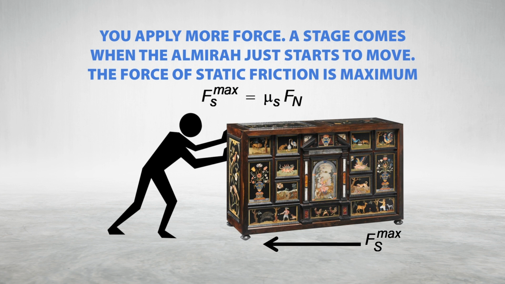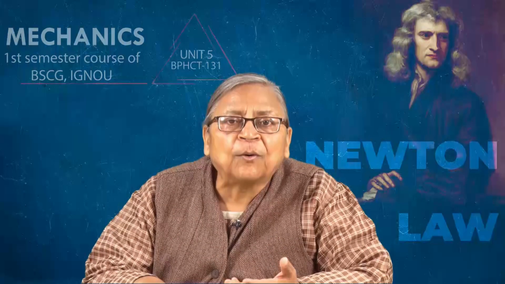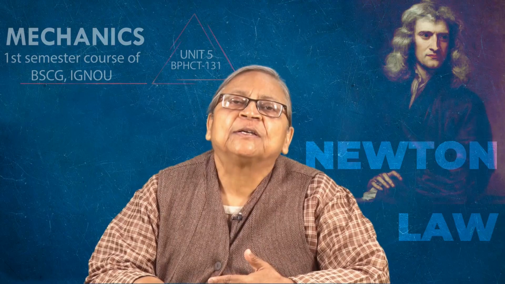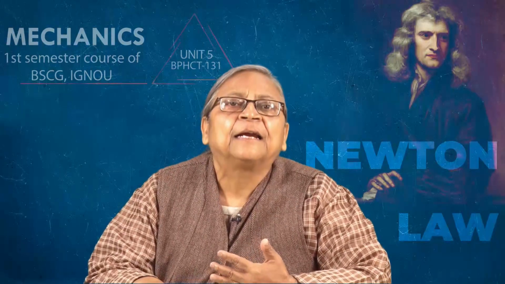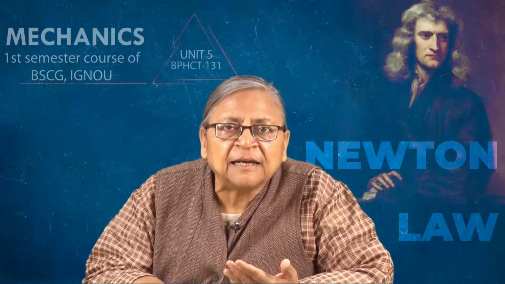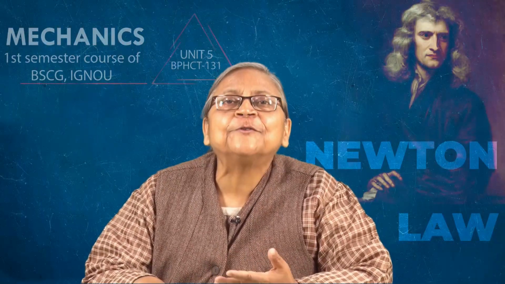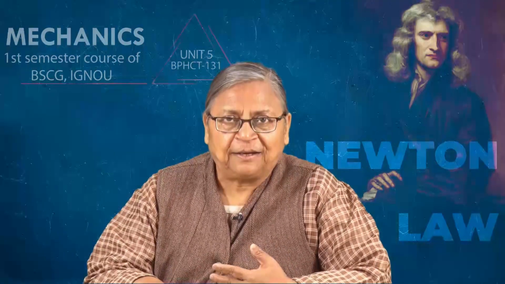You see the black arrow there with Fs written next to it? You are pushing the almirah. The force of static friction is acting opposite to the direction of motion and the almirah is not budging. So you apply more force on it, somewhat more, and as it starts to move, the force of static friction is maximum. It is maximum just as the almirah starts to move, and when it is set moving, the force of kinetic friction comes into play.